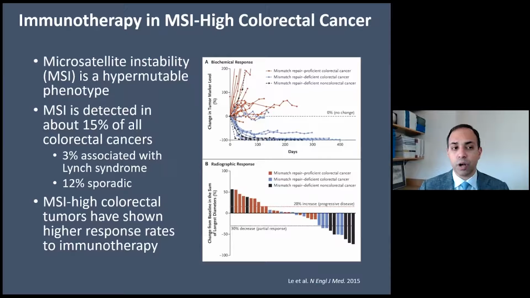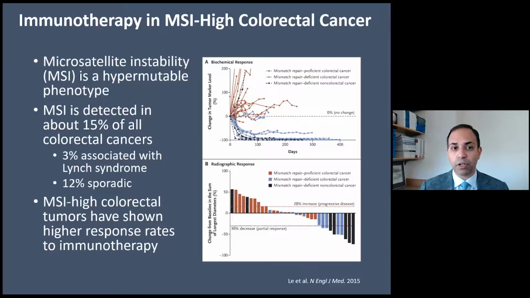It is strongly associated with Lynch syndrome, which involves a germline mutation of these DNA mismatch repair genes. However, MSI in colorectal cancer is more commonly associated with a sporadic mutation. MSI high colorectal tumors have shown higher response rates to immunotherapy.